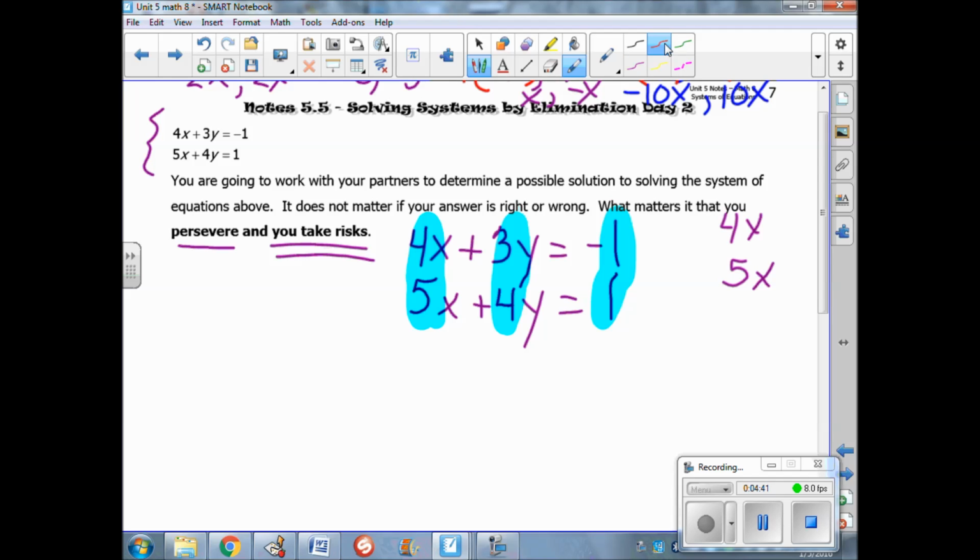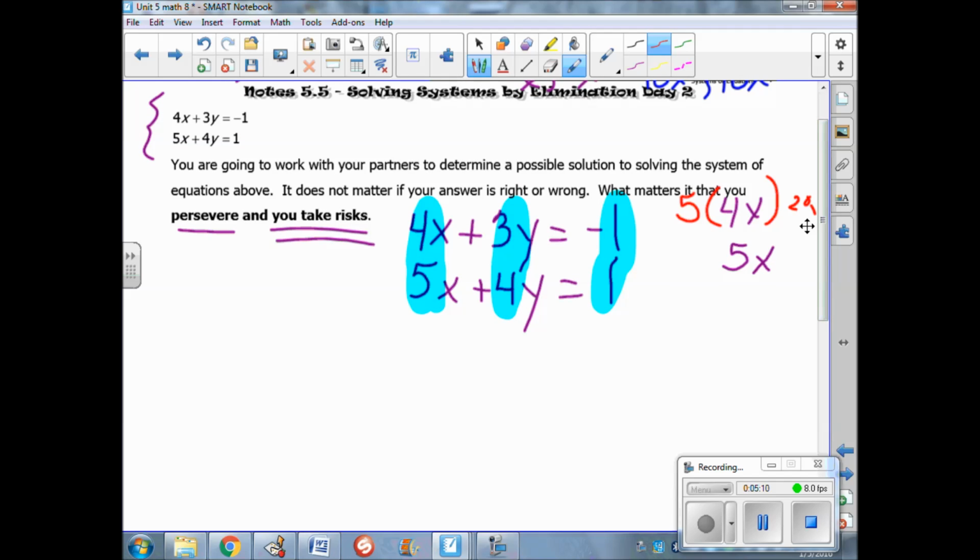So what you do in your head, since you can't see those opposites quickly, is multiply the 4 and the 5 together. What is 4 times 5? Hopefully you're saying 20. So I've got to make 20x and negative 20x out of the 4x and the 5x. So I might multiply that first one by 5, because that would give me 20x, right?